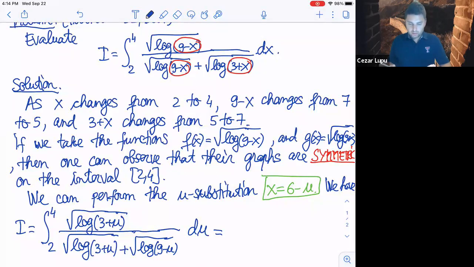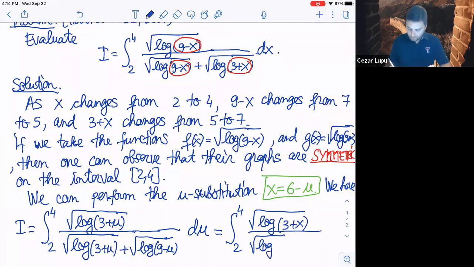So let's see what we can do about it. If you look at it, this is nothing else, it's the same thing. If we just go back to the initial variable, this is the square root of natural log of 3 plus x over the square root of log of 3 plus x.